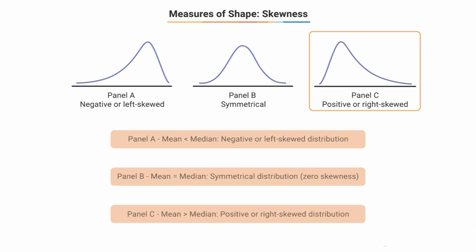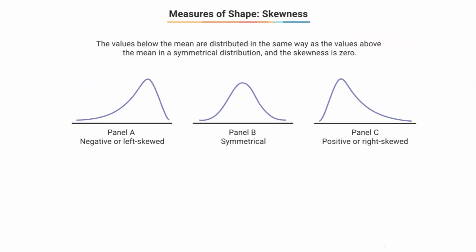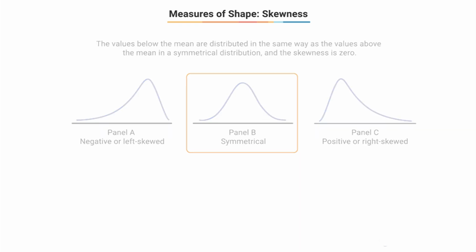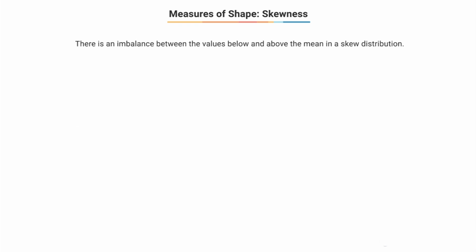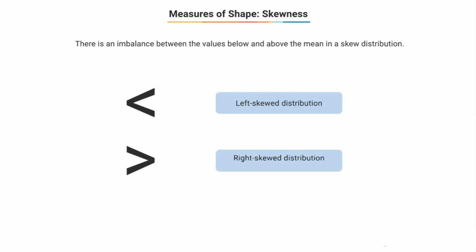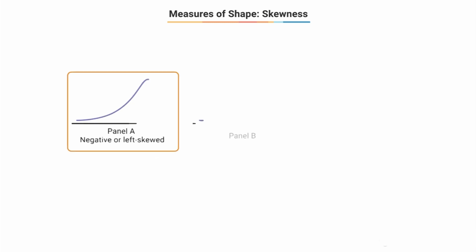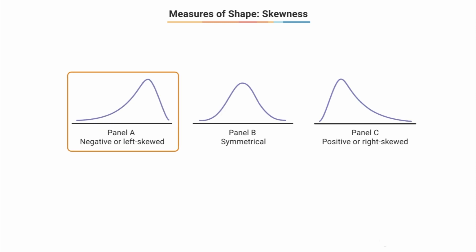in panel C. In a symmetrical distribution like panel B, the values below the mean are distributed in exactly the same way as the values above the mean, and the skewness is zero. In a skewed distribution, there is an imbalance of data values below and above the mean, and the skewness is a non-zero value, that is less than 0 for left skewed distribution or greater than 0 for a right skewed distribution.